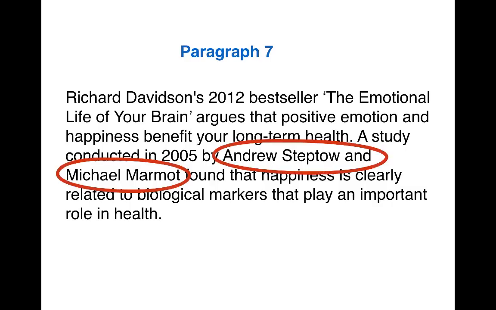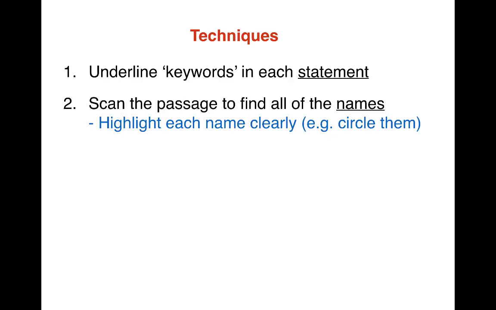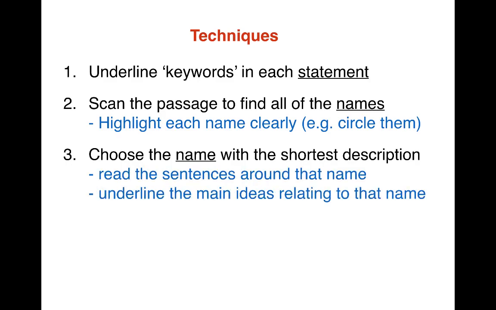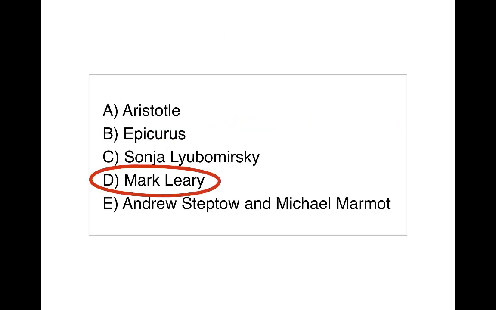So we've highlighted all the places that these names appear in the text, and then we can go back to our next technique. Number 3, choose the name with the shortest description, read the sentences around that name, and underline the main ideas relating to that name. Well, when you look at the whole passage and where you've highlighted all the times that these names are mentioned, you should see that the name with the shortest description is Mark Leary.